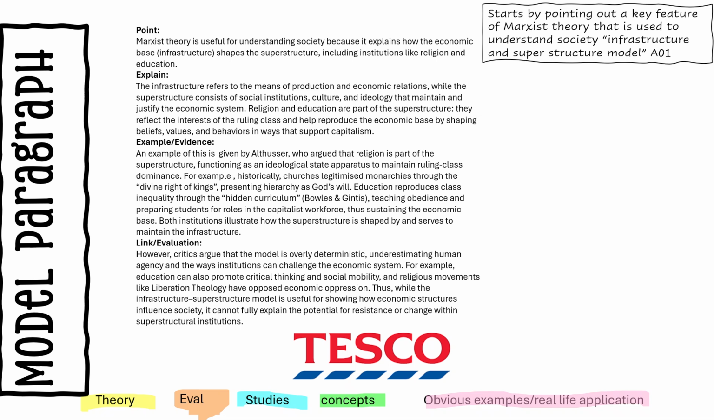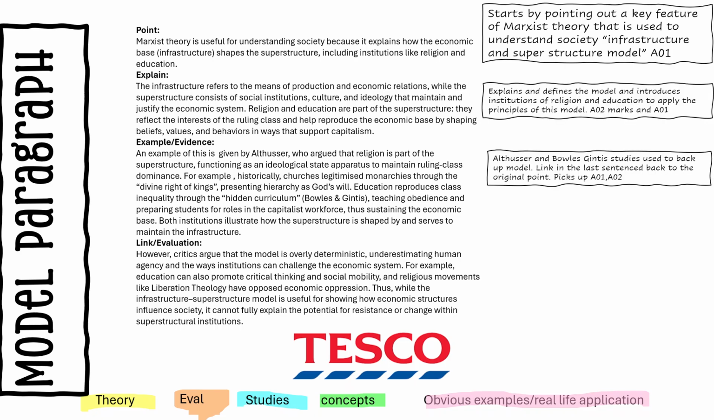So I start off by highlighting a key feature exclusive to Marxism, which is the infrastructure and superstructure model. That is a key idea. It gets me a recognition of knowledge for this, AO1. So I've put Marxist theory is useful for understanding society because it explores how the economic base shapes the superstructure, including institutions like religion and education. I've got to explain what I mean by this.